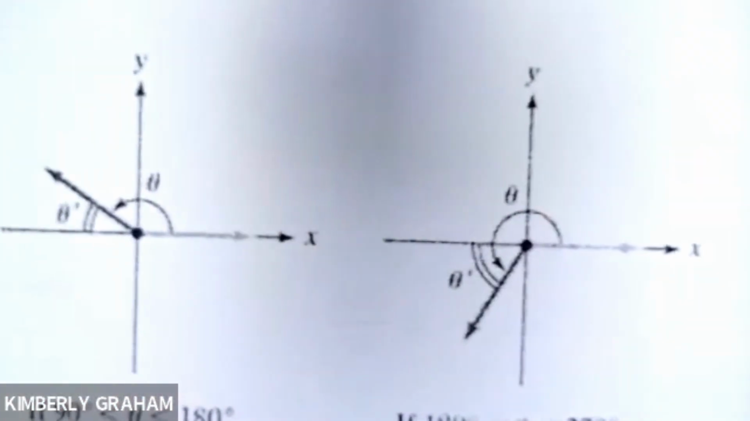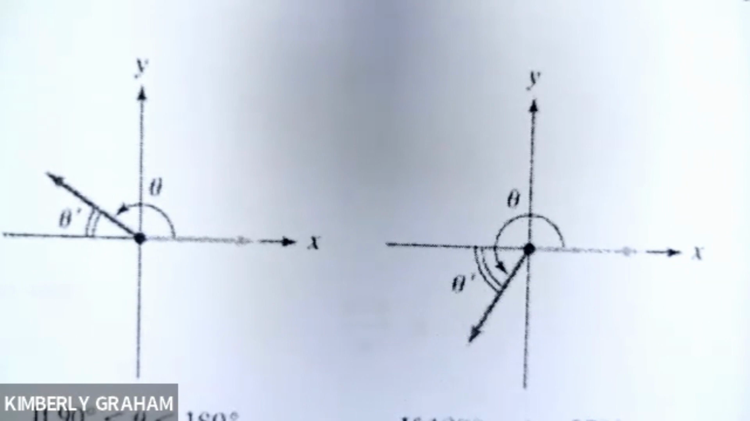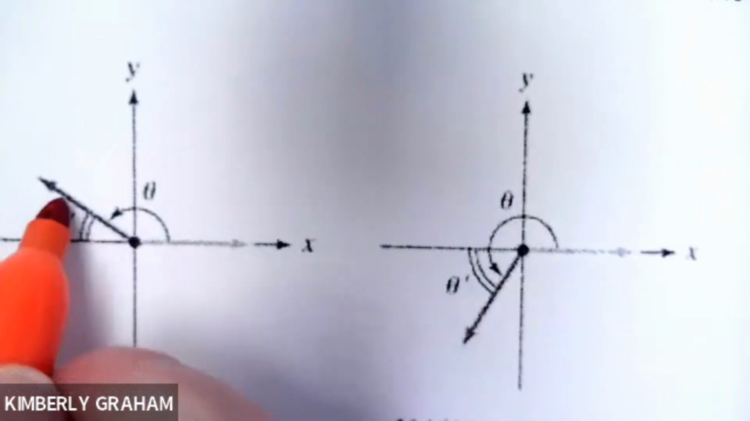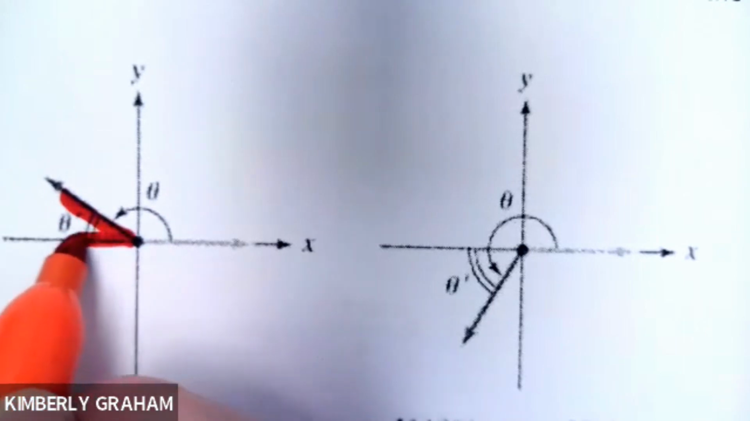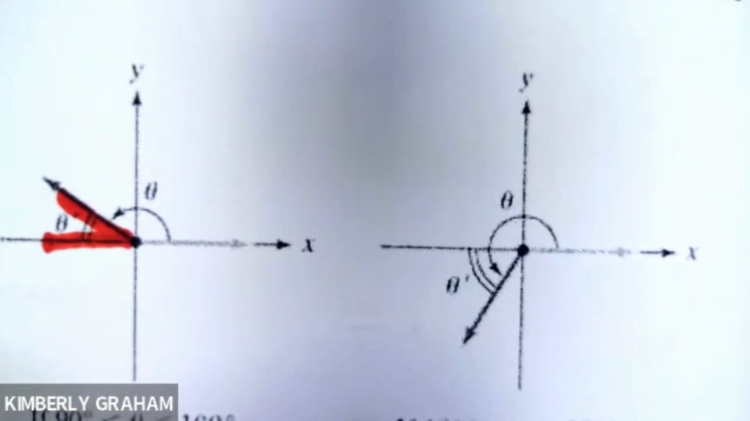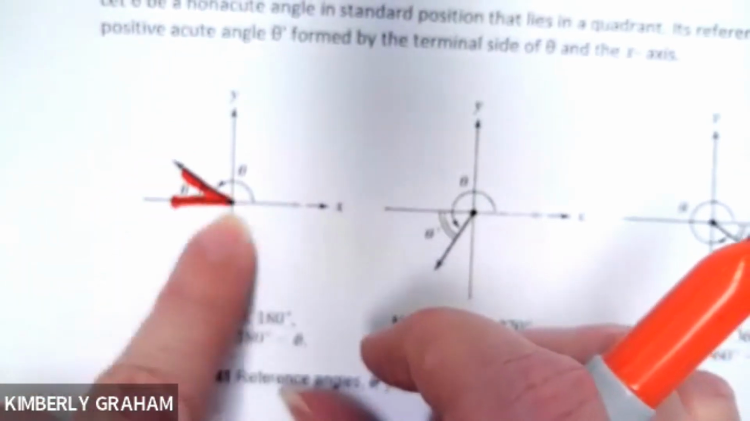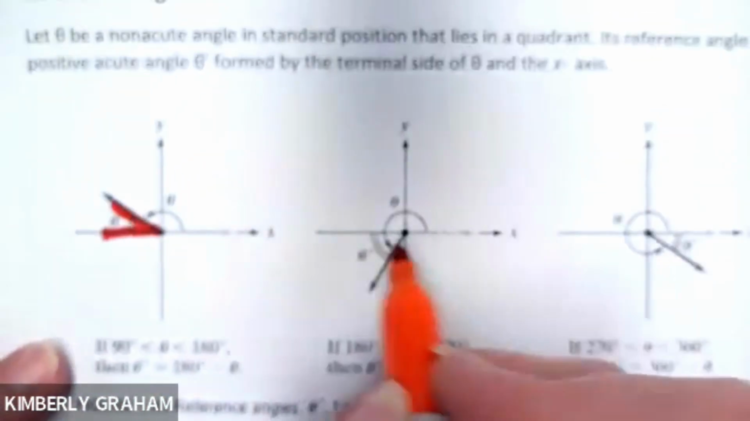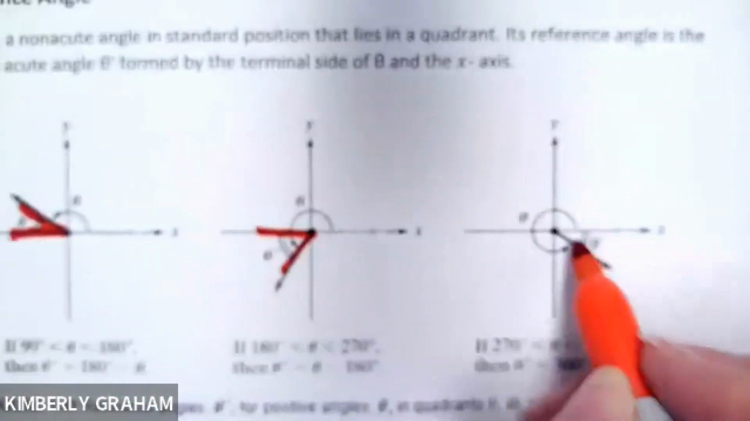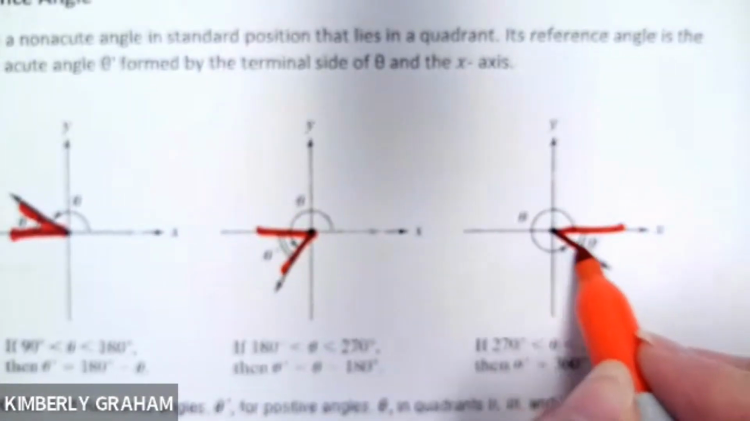you can see what I'm talking about. Let me see if I can color this in. Right. This angle right in here is my reference angle. It's made with the terminal side of my given angle and the x-axis. So right in here or right in here.